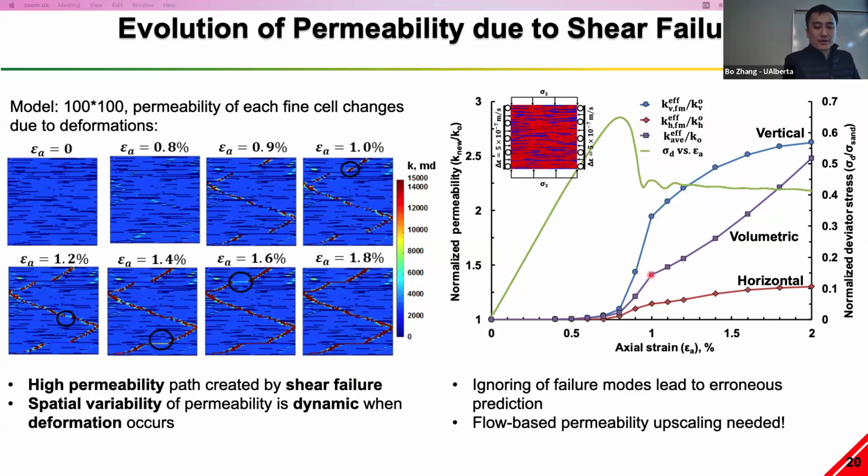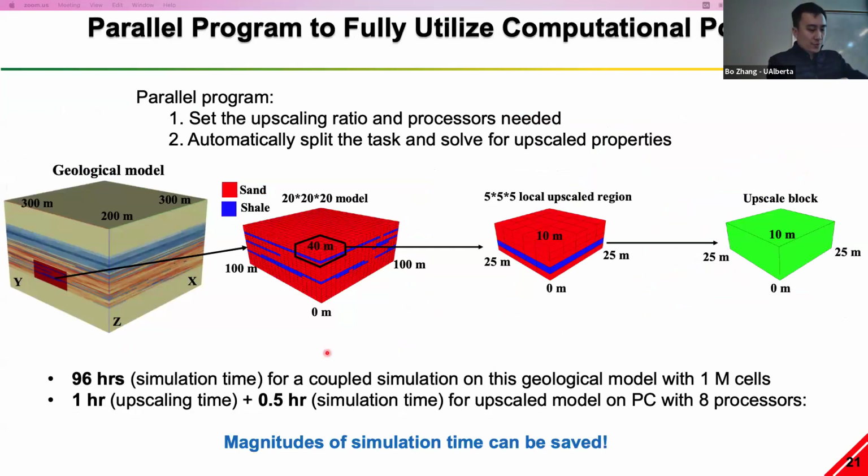And if we only consider the volumetric average, that will ignore the difference between the change of permeability in the horizontal direction and also the vertical direction. And actually the change of vertical direction permeability is going to be larger because of this created high permeability flow path, right? So that means flow-based permeability upscaling is also definitely needed in our research.